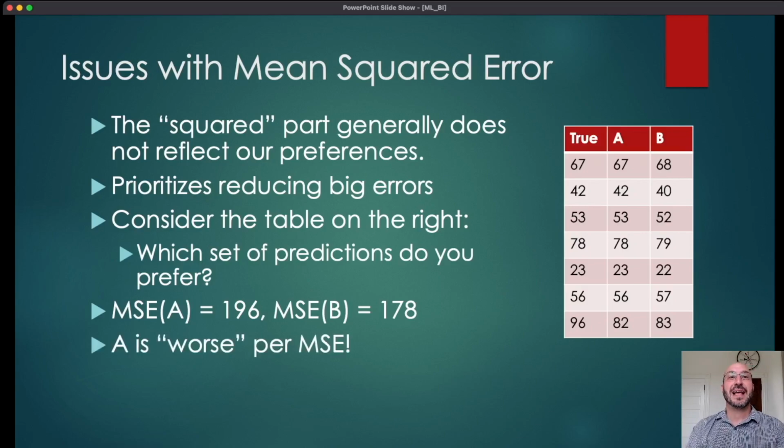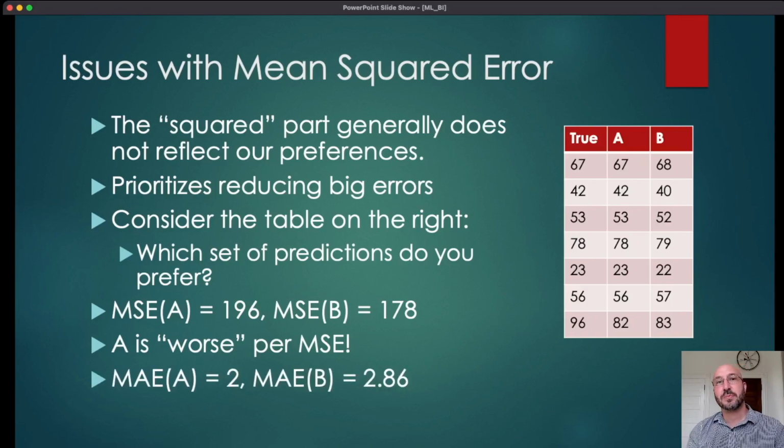So Model A is actually worse according to mean squared error, even though I think qualitatively most people would prefer Model A's predictions to Model B's. If we use mean absolute error, though, this would better reflect our comparison. The mean absolute error of Model A's predictions is 2, whereas for Model B's predictions, it's 2.86.